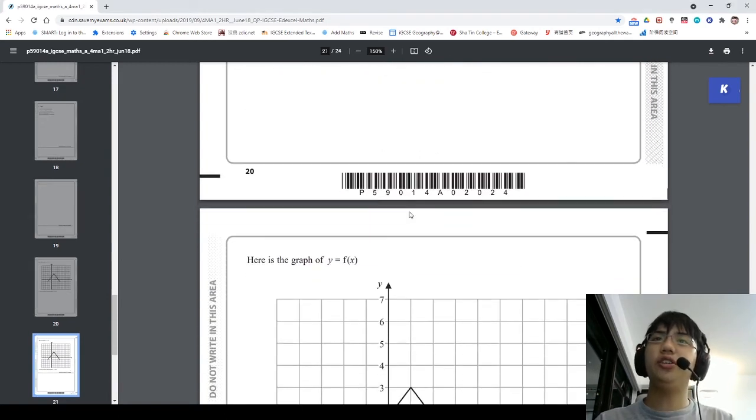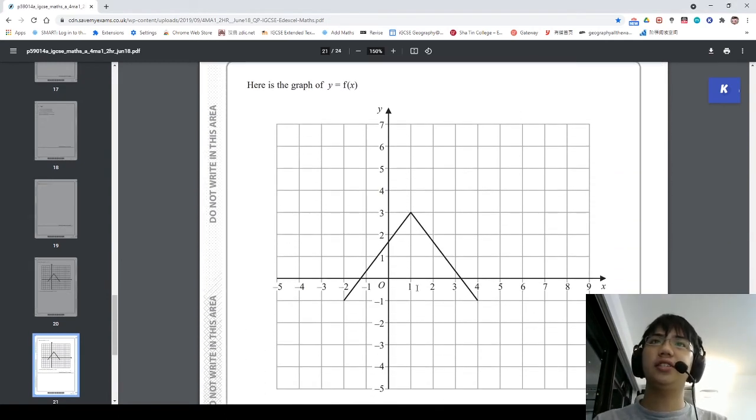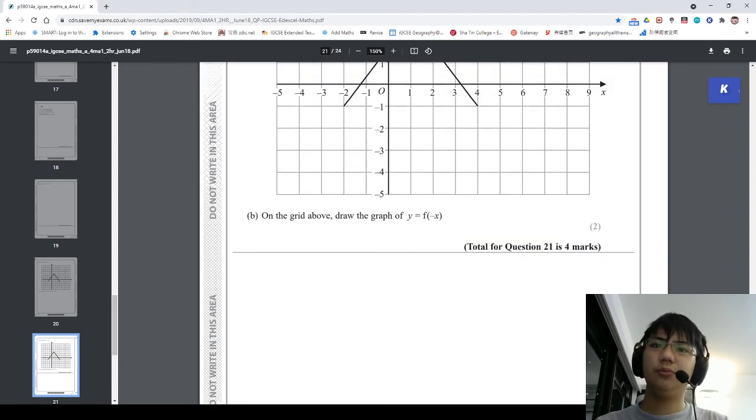Okay, so part B of this question gives us another graph which is labeled y equals f of x. So now actually this is the same graph. It's just the same graph put on a different grid. So here's the graph again. And moving down, question B asks us to draw the graph of y equals f of negative x on the grid above. So we have two graph translations questions.